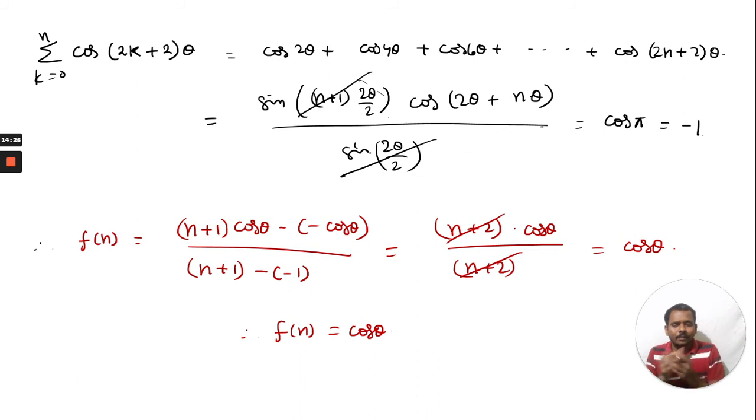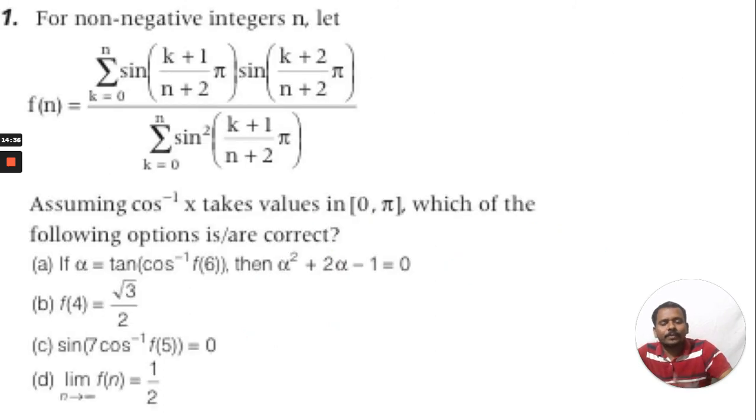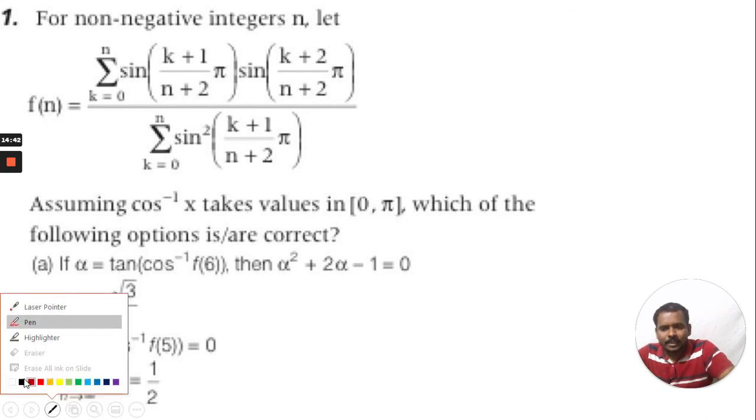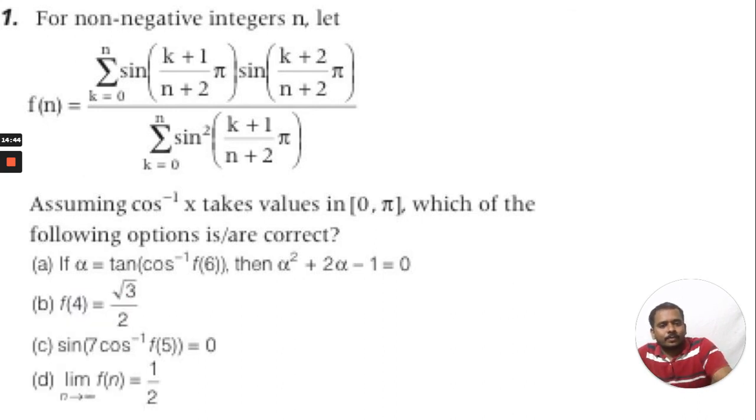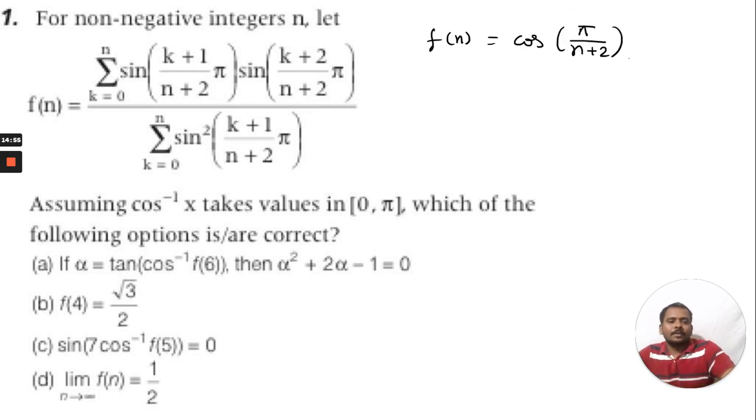So now it is more easy, right? On simplifying the given function, we came to know that f of n is nothing but cos theta. So if f of n is equal to cos theta, then we can easily cross-check the options, right? We know that theta is nothing but pi by n plus 2. That means our f of n is cos of pi by n plus 2.